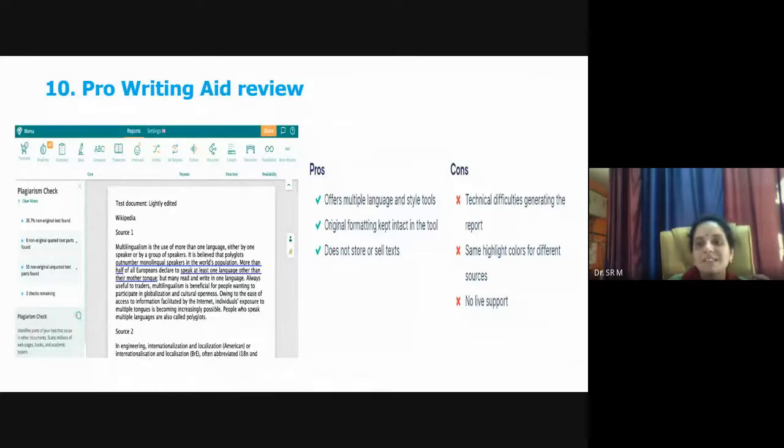It offers language and style tools, but that comes at a price. You can check again at their website. It is not offering any live support, but there is a page with FAQs, it seems. They also have a help request form, right? And they are not selling any documents. They are not storing any uploaded texts.